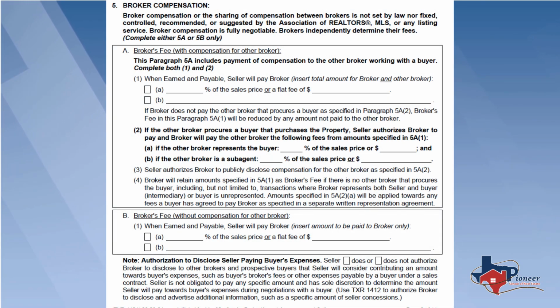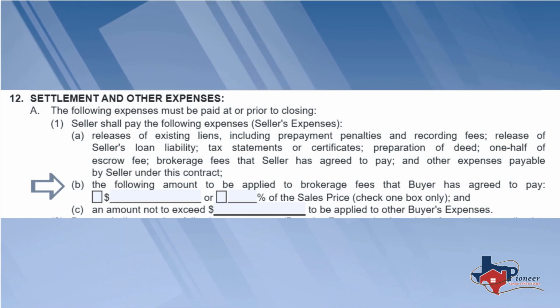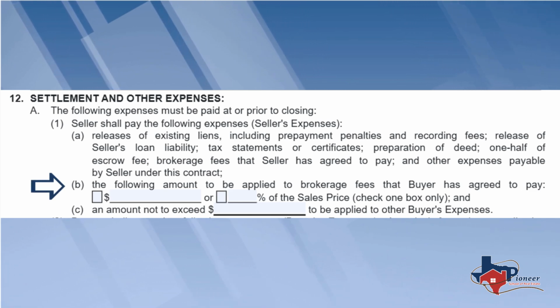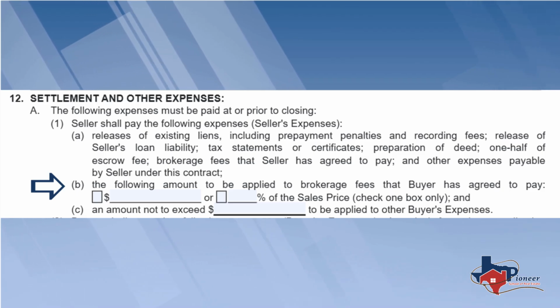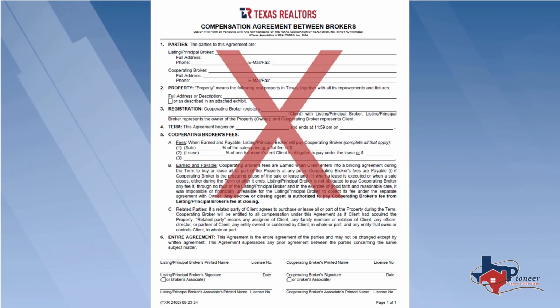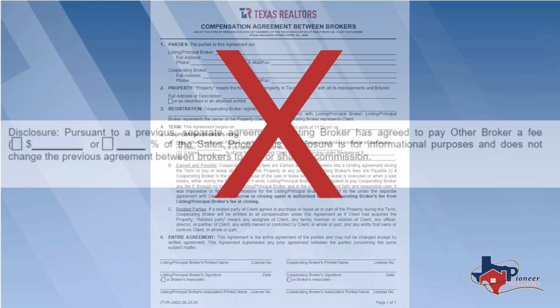If, in the listing agreement, the seller did not authorize the listing broker to allocate a portion of funds to cover part of the buyer's broker fee, this is when you use paragraph 12A1B. You will then complete paragraph 12A1B in the sales contract with the amount the seller agreed to pay the buyer's broker. Do not use the compensation agreement between brokers or complete the disclosure paragraph on page 10 for the amount the seller is paying.